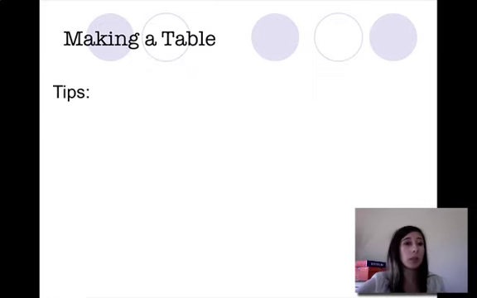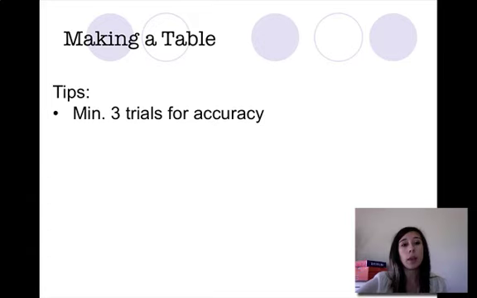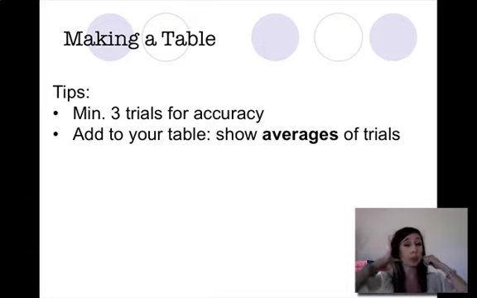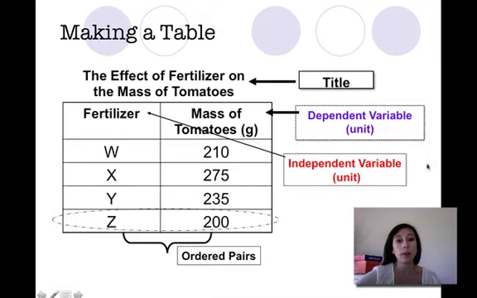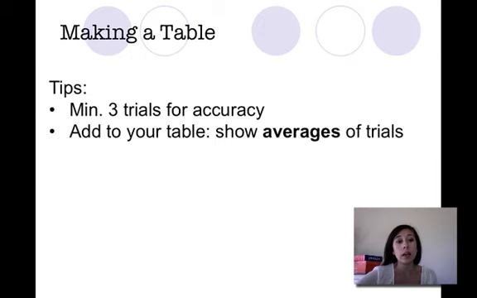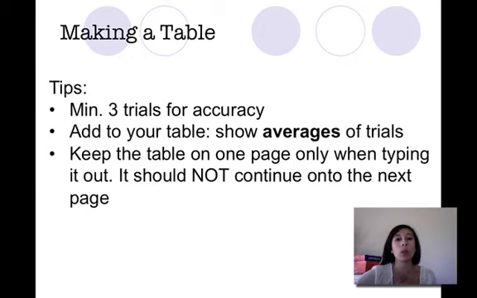Now, a few tips with making tables. You want to have a minimum of 3 trials for accuracy. I may ask you to do more, so just pay attention to what we have going on in class. You could potentially add averages to your trials. You may add more trials to this table, and then at the end you could take all 3 trials and make an average mass of the tomatoes. And then keep your table on one page when you're typing. It should not continue on to the next page. So if it splits, you need to move your table onto the next page.